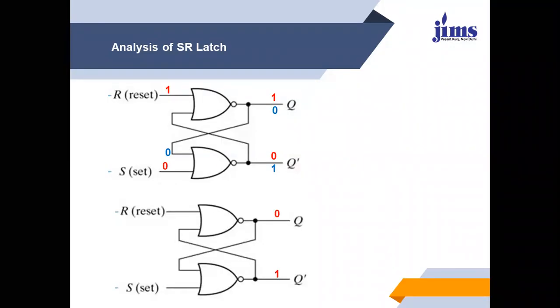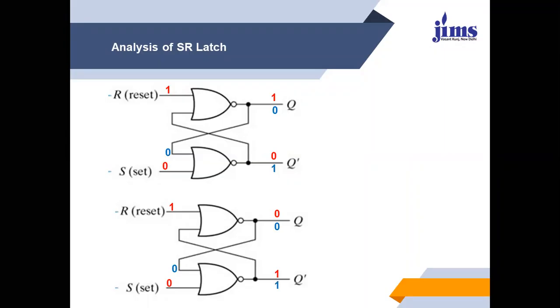Consider the other case. Suppose now the previous output was 0 and 1, and we have given the same input, R equals 1. Again, we will start our analysis with the NOR gate which has a single 1 as input. So, as R equals 1, the output of the NOR gate will be 0. 0 comes here. 0, 0, output will be 1.